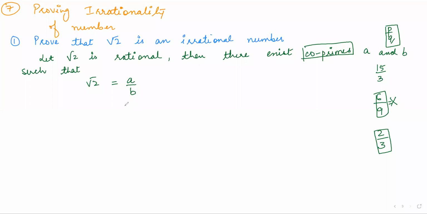Now just square both sides, right? So root 2 whole square is equal to A upon B whole square. I'm just squaring both sides. So this becomes 2 is equal to A square divided by B square. So I can write that 2B square is equal to A square. Is that clear?